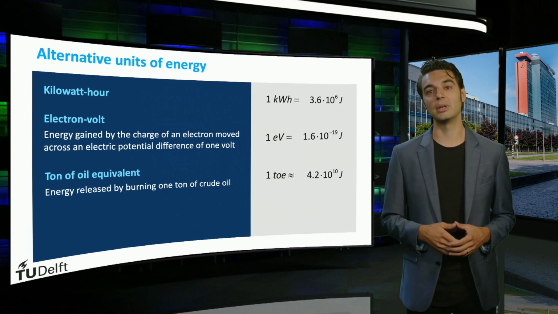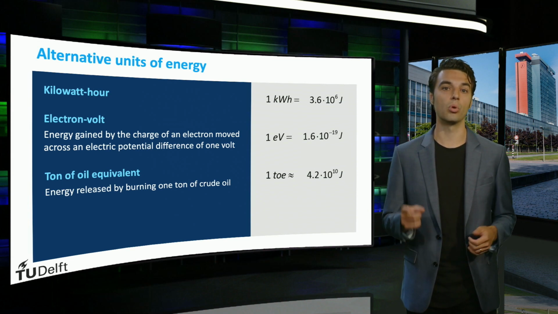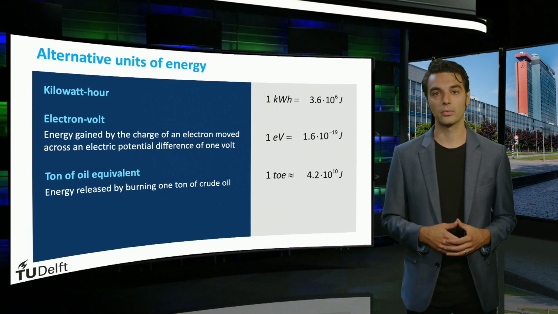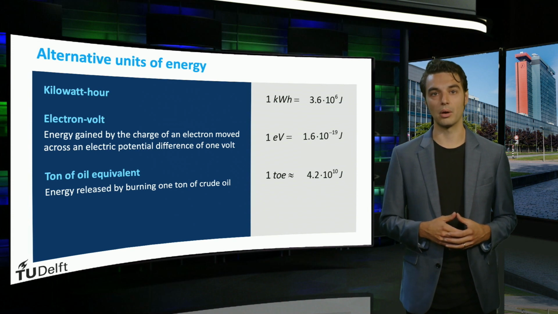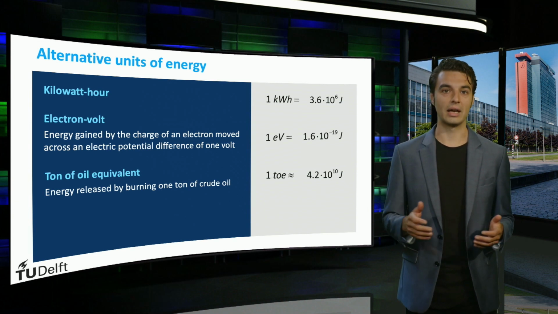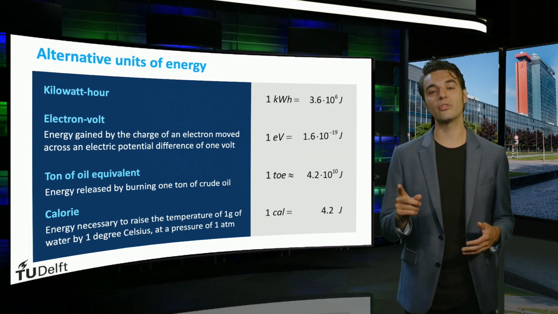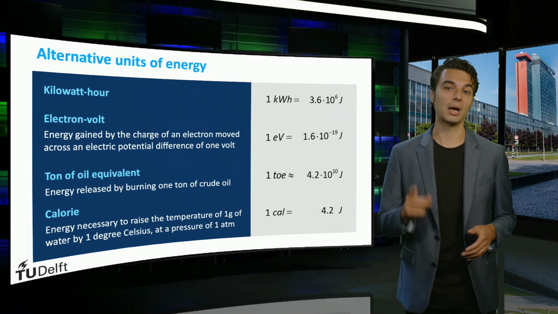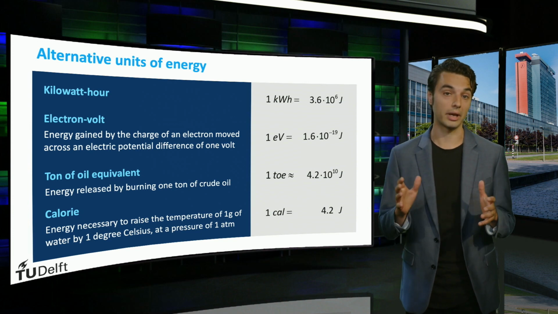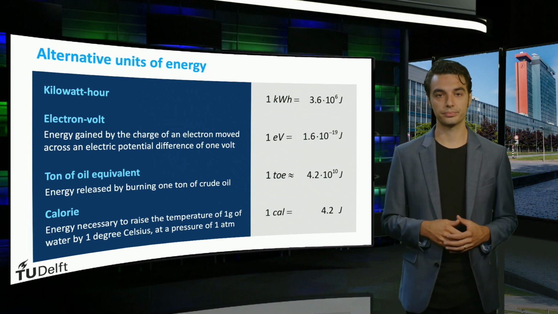For the large-scale production and consumption of energy, a unit is used that is much larger than the joule, namely the ton of oil equivalent, or TOE. A TOE is defined as the amount of energy released by the burning of 1 ton of crude oil. 1 TOE is equal to 4.2 times 10 to the power 10 joules. Finally, in the food industry, the unit of calorie is used. 1 calorie is defined as the amount of energy required to raise the temperature of 1 gram of water by 1 degree Celsius at a pressure of 1 atmosphere. 1 calorie is equal to 4.2 joule.